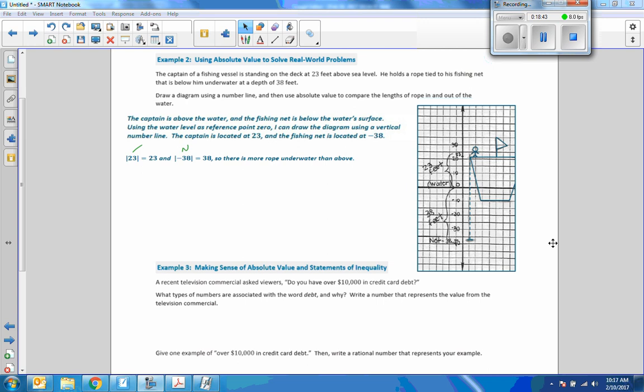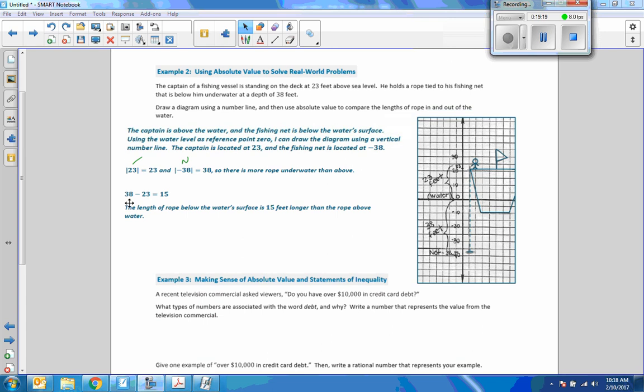Okay, so here's a diagram that represents this. We have a boat right here, and here is the captain standing on the boat, and he is 23 feet above the water. The x-axis is the water, so he's at positive 23 right here. So the rope is right here, so that's a length of 23. And then the net is way down here at negative 38. So this length is 38 feet. 38 feet, 23 feet. Okay, so there's our diagram to explain this.